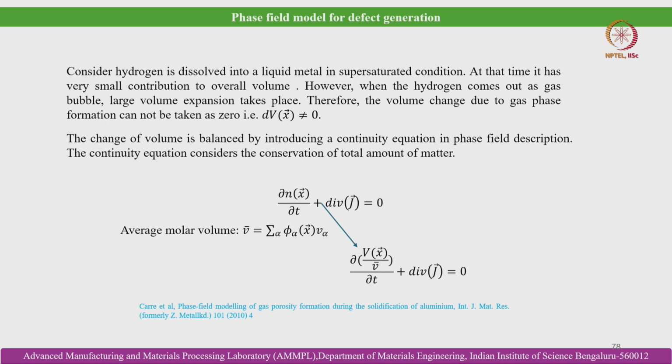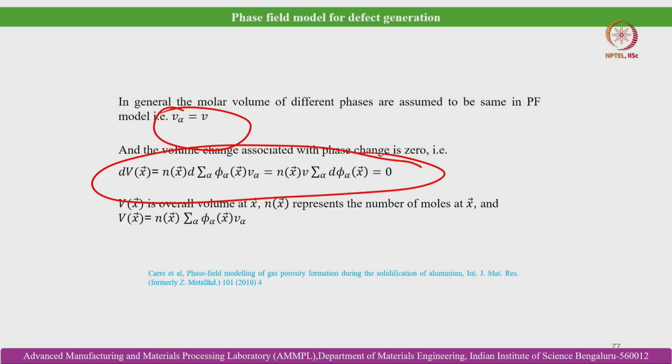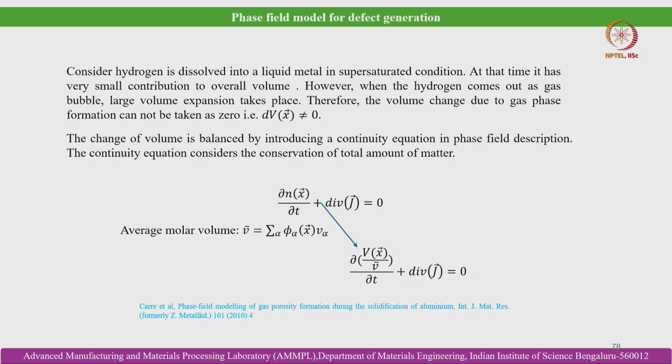Therefore, the volume change due to gas phase formation cannot be taken as 0, although we have considered the volume change due to phase transformation. For example, liquid to solid phase transformation is considered as 0 in the previous slides. But that cannot be the same when we are talking about evolution of porosity, that means evolution of gas bubble, or gas phase formation within the solidifying liquid melt. So in that case dV cannot be equated with 0, it is not equal to 0.